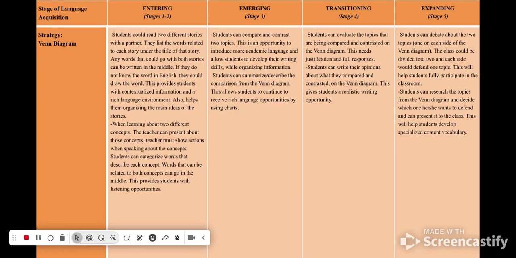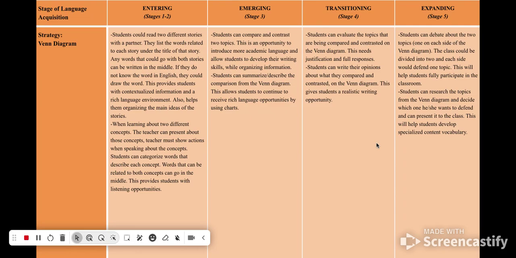For the emergent, I can have them compare and contrast two topics, and afterwards they can summarize, because at this point they're able to write simple sentences. So I can have them summarize what they saw in the Venn diagram, and this will help them develop that vocabulary and that language. At the transitioning stage, I would have them, after doing the compare and contrast on the Venn diagram, justify why they will choose one over the other, giving them an opportunity for realistic writing, which is what they can do at this stage.